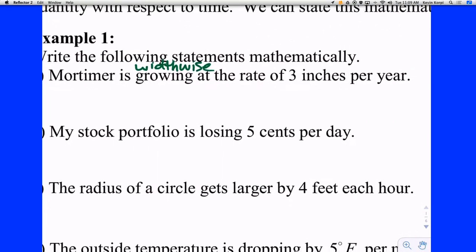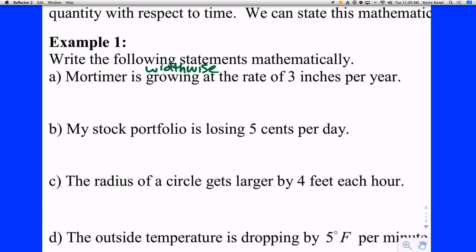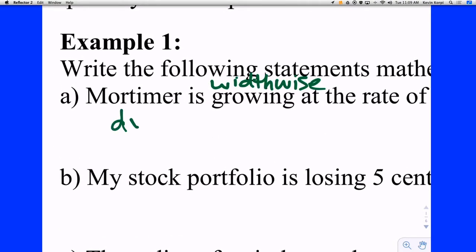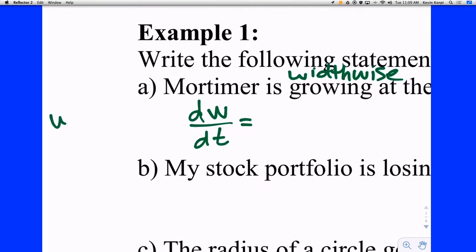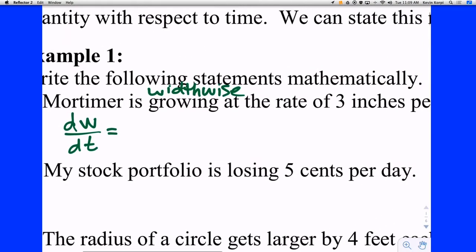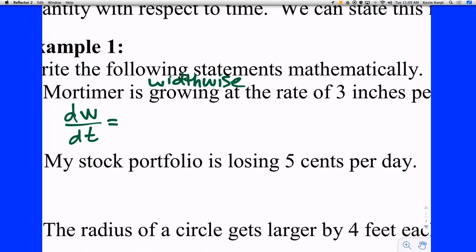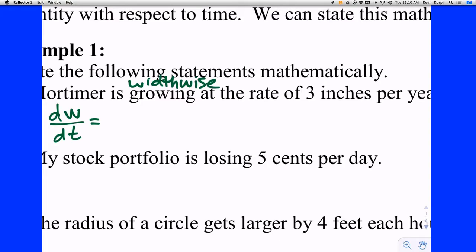So what is it that's changing? What variable do you want to define Mortimer's width as? W, okay? So here's the thing. Every single rate is going to be written as d something dt. And a lot of the times you're going to have to define what that variable is. So let's go ahead over here and say W equals the width of Mortimer, or Mortimer's width, to not use the passive voice. So dW/dt is going to equal, now the equal means is, right? And it's 3 inches per year. So that would be 3 inches per year.